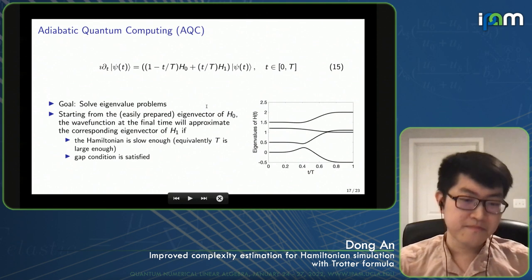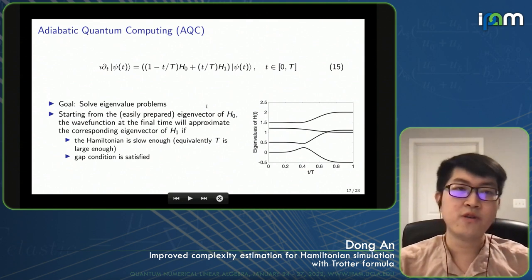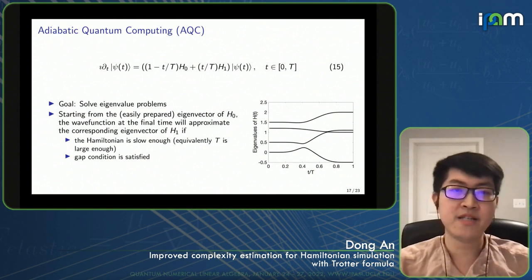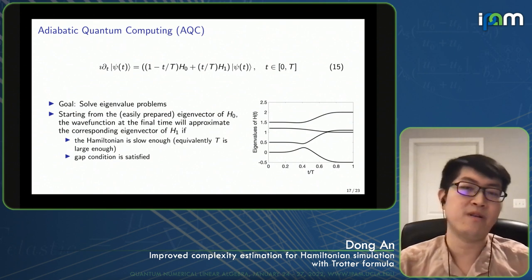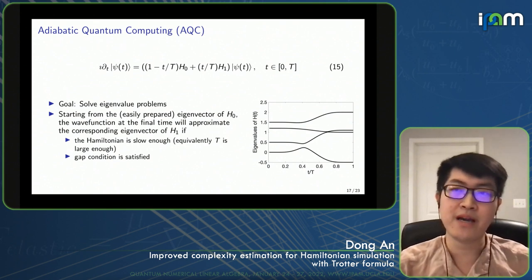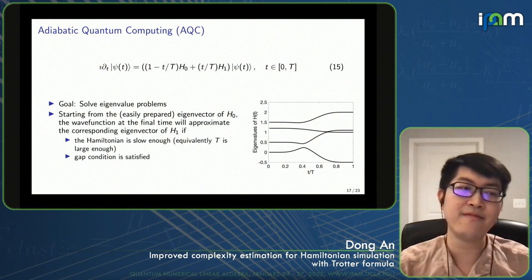I will start with a brief introduction of so-called adiabatic computing and make sure that we are on the same page. The goal of adiabatic computing is to solve an eigenvalue problem. That is, we are given a Hamiltonian and we want to find an eigenvector, or maybe the ground state, of that Hamiltonian.